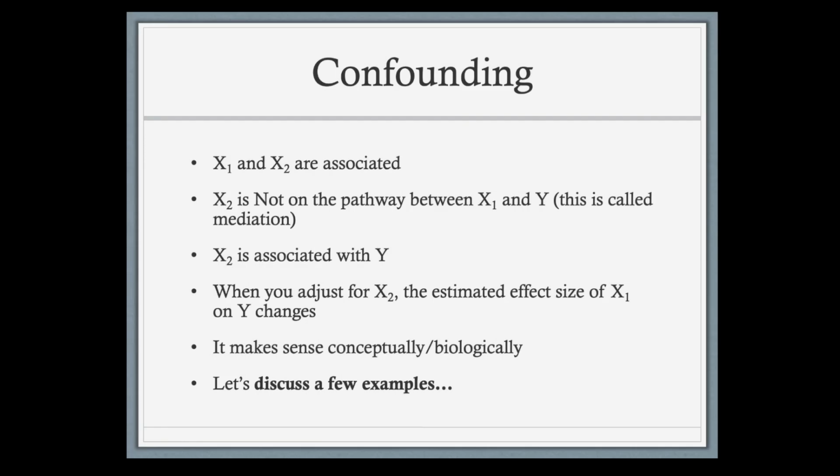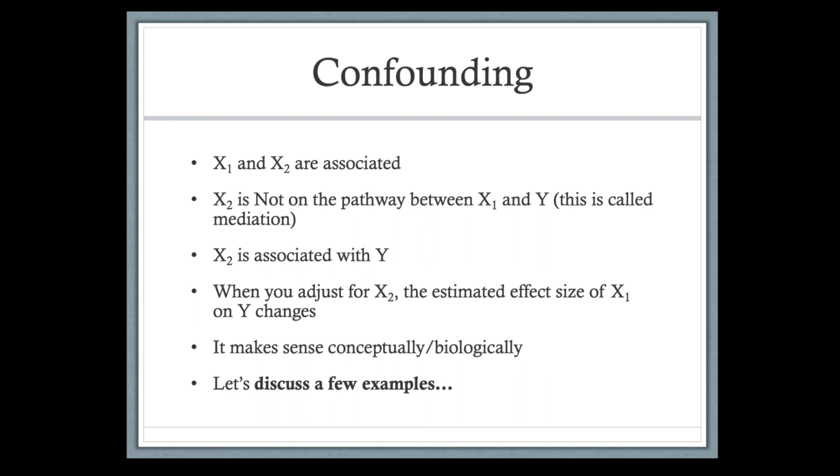The notation we're using here is x1 is our variable of interest, and we want to know what effect does x1 have on y, the outcome. x2 is the other variable, the confounder. So for a variable to be a confounder, x1 and x2 should be associated, and x2 should not be on the pathway between x1 and y. This is what gets called mediation. So this would be if x1 leads to x2, which then leads to y. x2 is sitting on the pathway between x1 and y, in the middle, mediating that relationship.